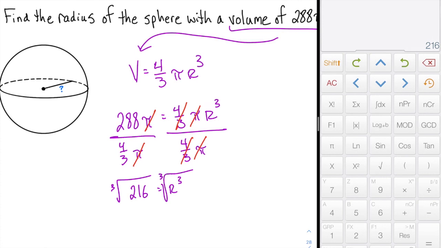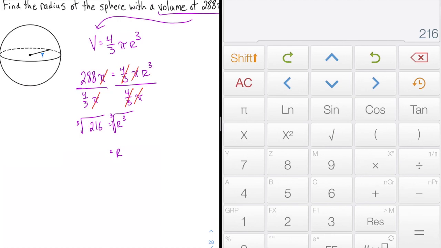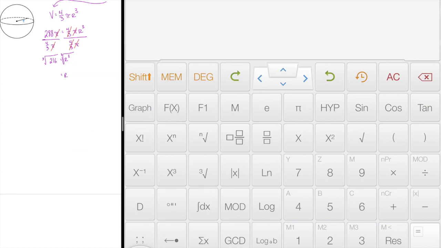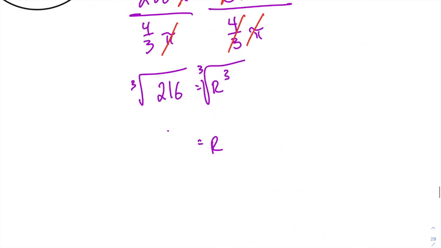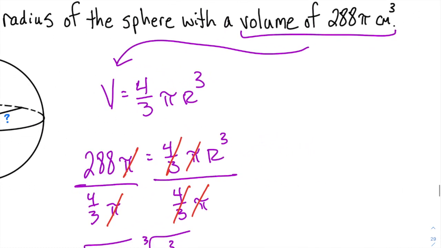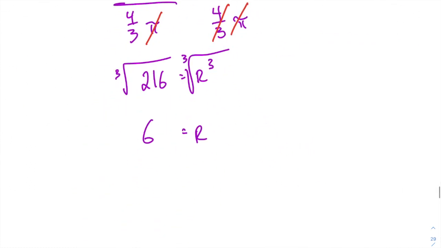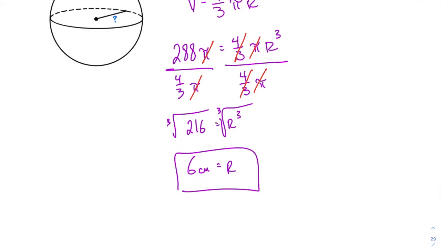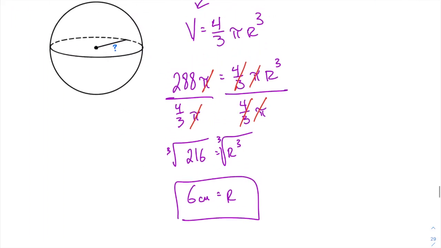So I'm going to get radius equals, and I need a little bit more calculator here. I'm looking for the cubic root of 216. There we go. The cubic root of 216 is 6. So radius is 6. We're in centimeters. So centimeters and done. And you notice how it came out to be exactly 6 because we haven't ever rounded. So the radius is exactly 6 centimeters.